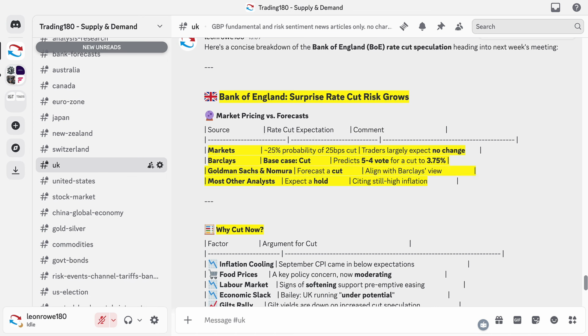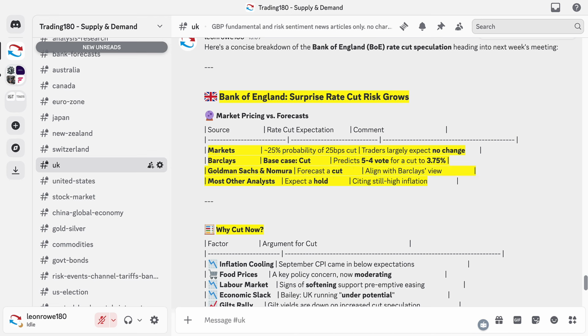So the market is now, traders actually expect no change, right? But Barclays and other banks are thinking that there may actually be a surprise move. And it says here, Barclays Bank, their base case is for a cut, and Goldman Sachs also forecasts a cut, which aligns with Barclays' view. But most other analysts expect a hold, citing still high inflation.